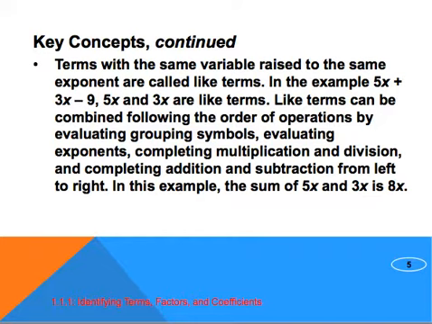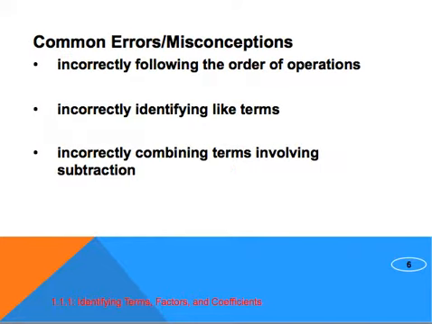Some things I want you guys to look out for is incorrectly following the order of operations. Again, priority is everything from left to right, multiplication and division, and then addition and subtraction. And then also like terms. If you have 4x squared and 7x cubed, those are not like terms. Just because they both have x's doesn't make them like terms.